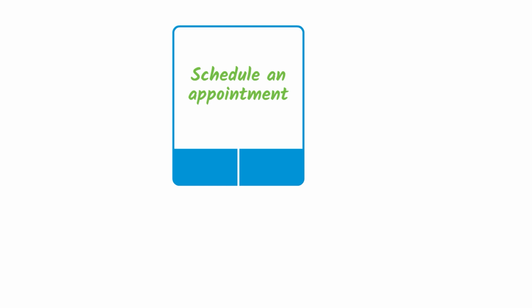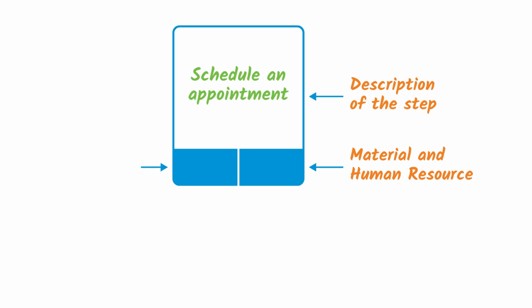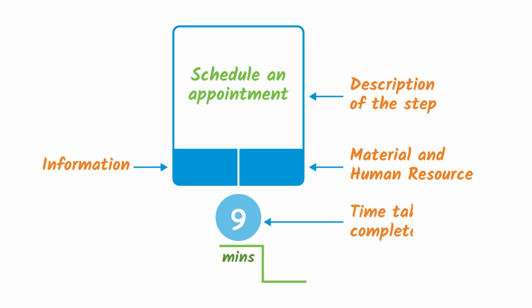Now let's look at the format we are going to record all this information in. The top part of the box has the name of the step we are observing. The next part has the resources that the process takes, as in material resources or human resources. And the third part, below this box, is going to be the time taken to complete that step.